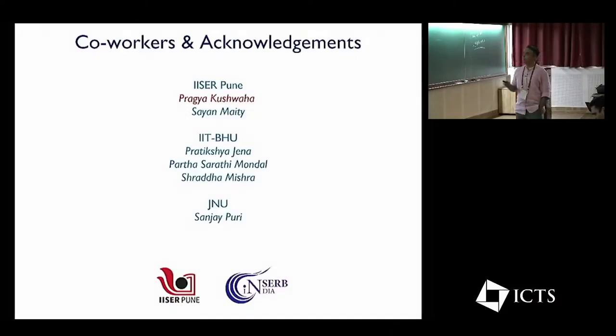Before I proceed, these are the people with whom I've worked on this project. Most of the experiments and the data are the work of Pragya Kushwaha, who was a PhD student. She's moved to the US recently for a postdoc. And we collaborated with Shraddha Mishra on the theoretical aspects of this problem, Shraddha Mishra and her group, and also Sanjay Puri at JNU.